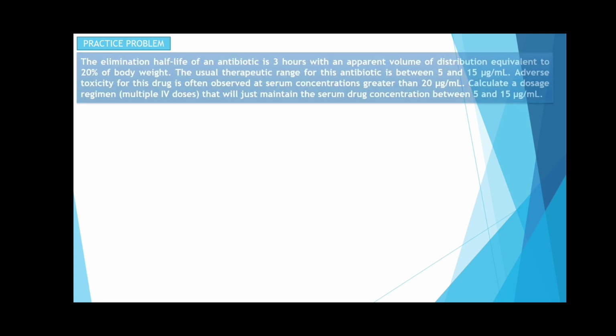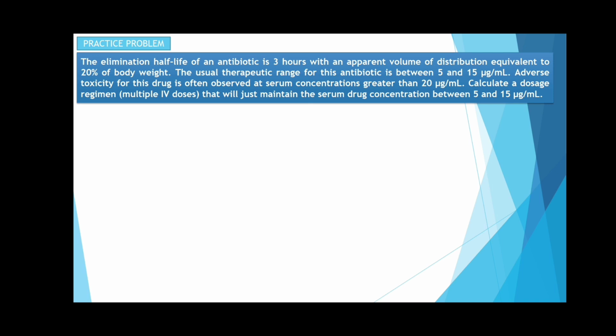Now we'll have a practice problem. Suppose the elimination half-life of an antibiotic is 3 hours with an apparent volume of distribution equivalent to 20% of the body weight. The usual therapeutic range for this antibiotic is between 5 and 15 microgram per ml. Adverse toxicity for this drug is often observed at serum concentration greater than 20 microgram per ml. Calculate a dosage regimen, that is, multiple intravenous doses that will just maintain the serum drug concentration between 5 and 15 microgram per ml.